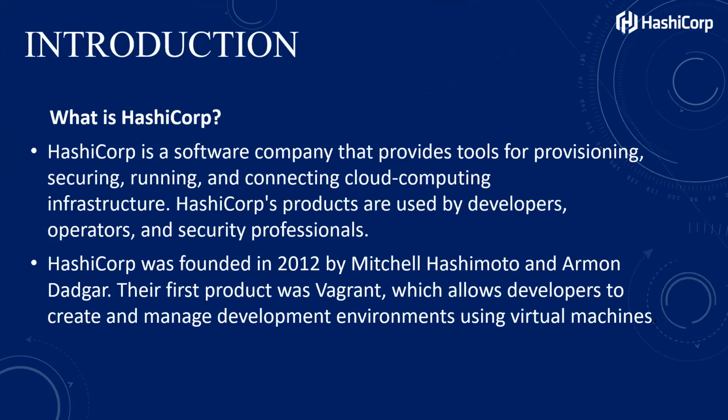So what is HashiCorp? HashiCorp is a software company that provides tools for provisioning, securing, running, and connecting cloud computing infrastructure. HashiCorp's products are used by developers, operators, as well as security professionals. HashiCorp was founded in 2012 by Mitchell and Armand. The first product was Vagrant, which allows developers to create and manage development environments using virtual machines.